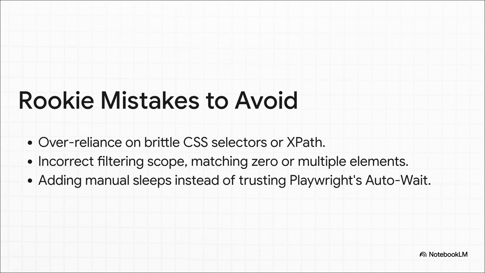Number 2, making your filter too broad or too narrow. You accidentally match 3 things or nothing at all. And number 3, and this is a big one, please do not add manual time.sleep calls. You don't need them. Playwright's auto-wait feature is incredibly powerful. Let the framework do its job.